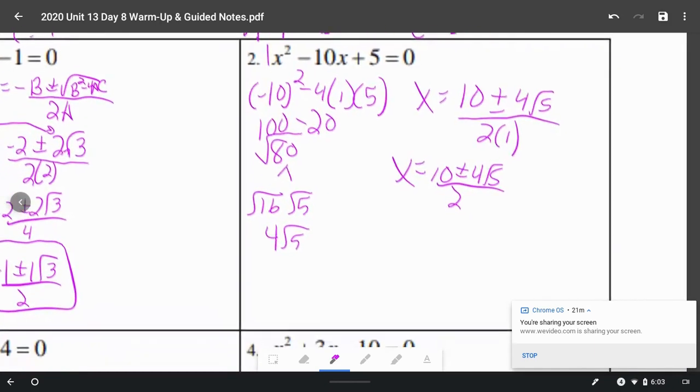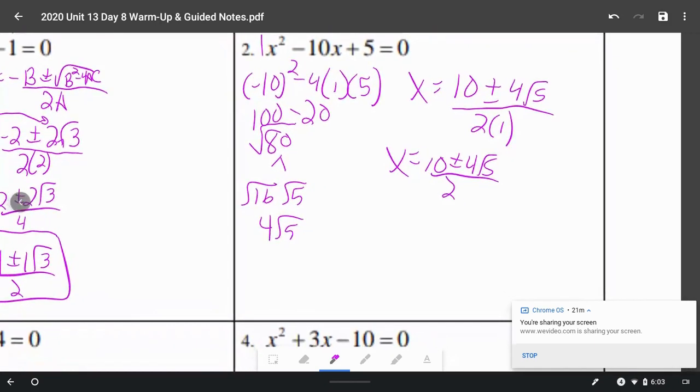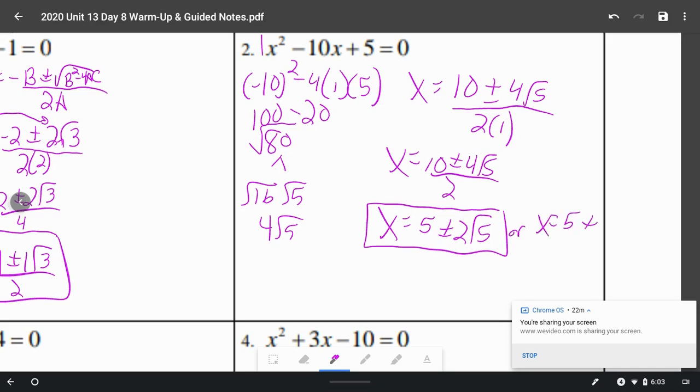And again, that's not my final answer because I could divide everything that's on the outside. So if I divide it all by 2, I get 5 plus or minus 2 root 5 all over 1. I don't have to write it over 1 if I don't want to, but you can. So I'll write both my answers. So minus 2 root 5 over 1. You could write it like that too if you wanted to. Either one would be acceptable.